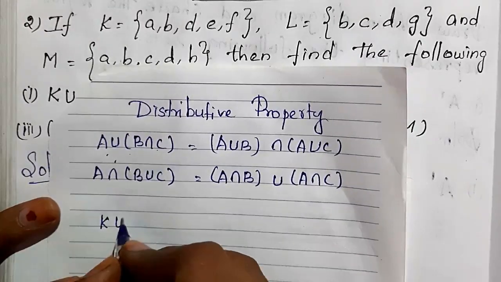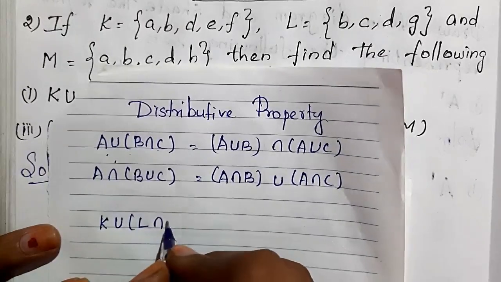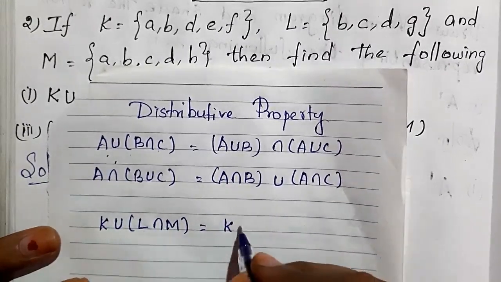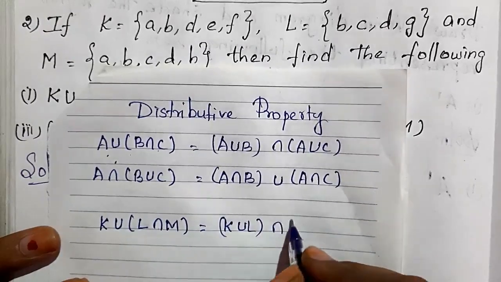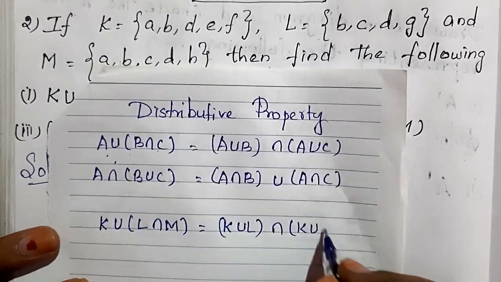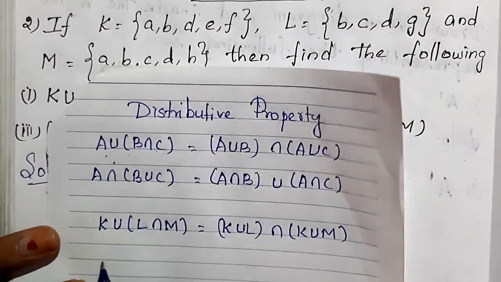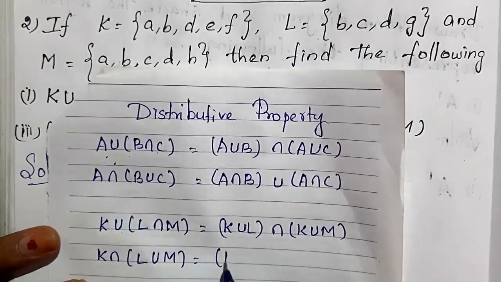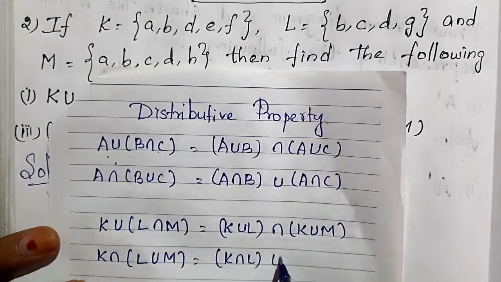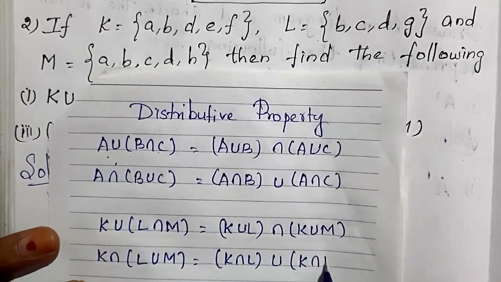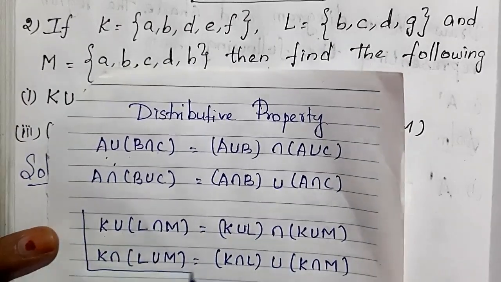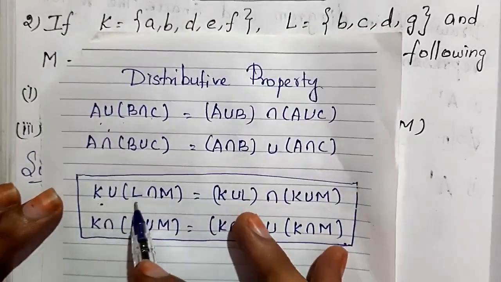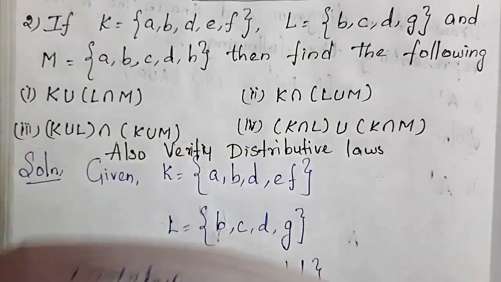So K union L intersection M equal to K union L intersection K union M. Then next sum, K intersection L union M equal to K intersection L union K intersection M. So this we have as a distributive law using the set K, L, M. So now we can check whether we found that or not.